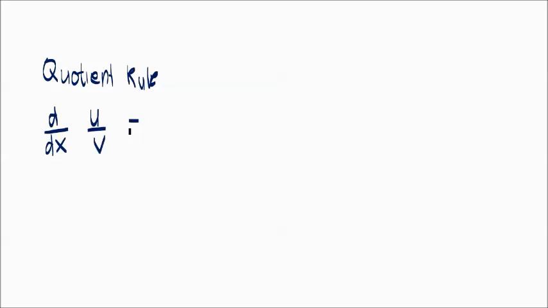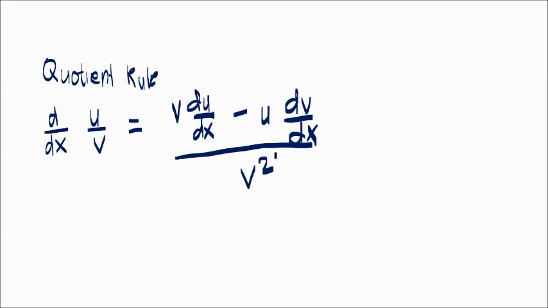We have a product rule earlier, right? So we also have the quotient rule. The derivative of u all over v is equal to copy v, then derivative of u with respect to x, minus copy u, derivative of v with respect to x, all over v squared. So it's a lengthy formula, but let me give you an example.